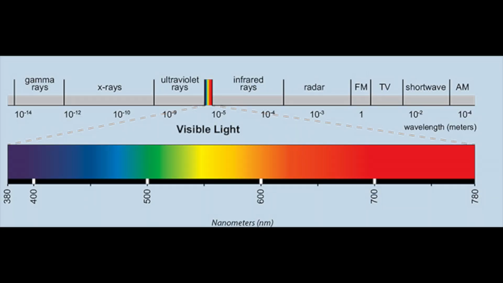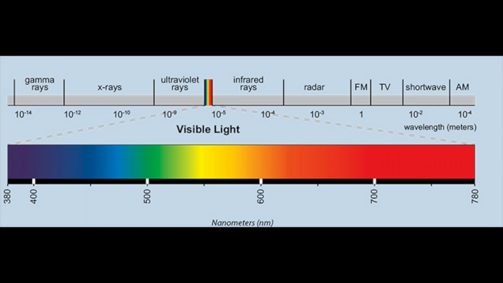Pictured here is the electromagnetic spectrum. The electromagnetic spectrum is the range of frequencies of electromagnetic radiation and their respective wavelengths and photon energies. As you can see at the bottom of the image, the electromagnetic spectrum is measured in nanometers. A nanometer is 10 to the negative 9th power of a meter, which makes it incredibly small.